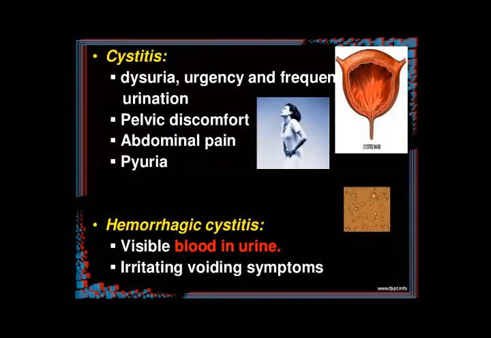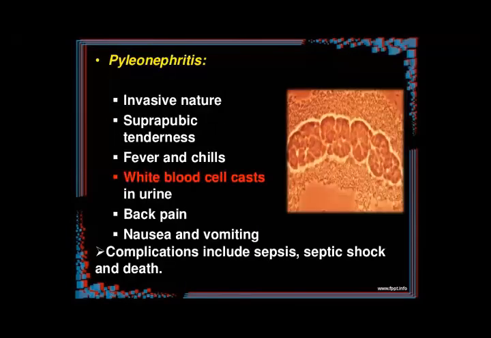If you have cystitis, the patient again can have dysuria, urgency, frequency of urination, and pelvic discomfort, especially low abdominal pain, and the patient will have pyuria and frequency of urine. Hemorrhagic cystitis is another variety which can lead to hemorrhage within the urinary bladder itself, leading to hematuria and visible blood in the urine. It is very, very irritating, with dysuria and burning micturition.